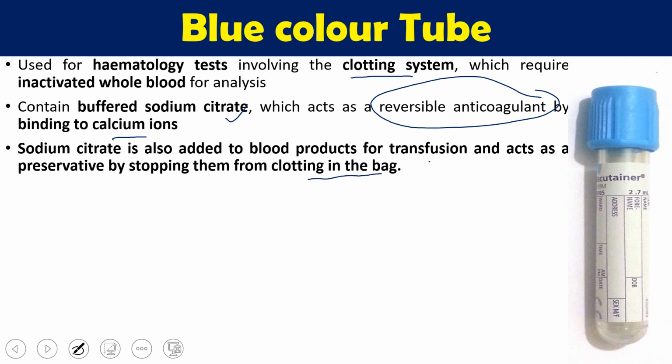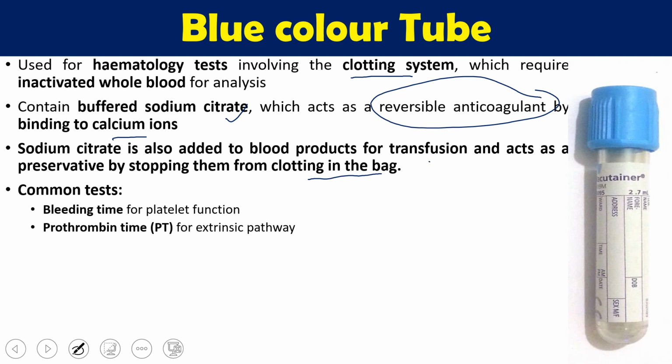So whenever we are going to keep blood in the blood bags, at that time also it will be mixed with sodium citrate as a preservative, so that the blood will not clot there. The common tests where we are going to use the blood collected in the blue color tubes are, first one, clotting tests, coagulation screening tests. So there are some blood clotting coagulation screenings. Like the first one is the bleeding test. This is normally done for platelet function.